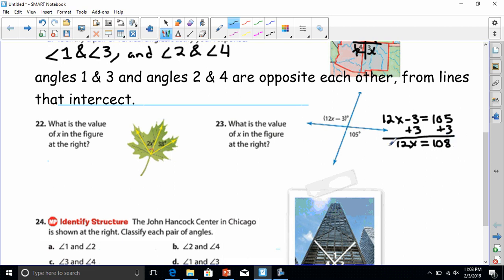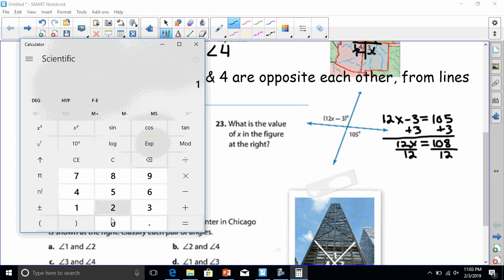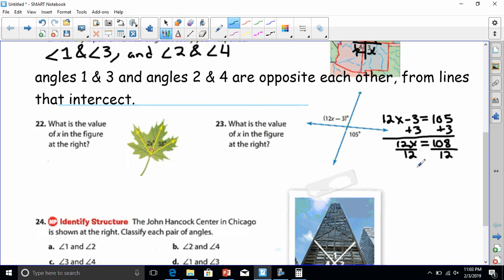Well, I get my calculator and I see how many times does 12 go into 108, because to get 12 away from 12x, I have to divide 12 away. So I have a fraction over here, because whatever I do to one side, I do to the other. 108 divided by 12 equals 9. So x is going to equal 9. So finding the value of x, we will put x equals 9.